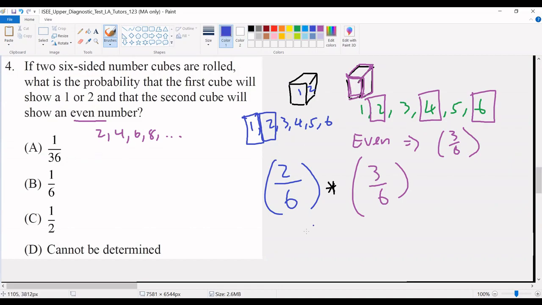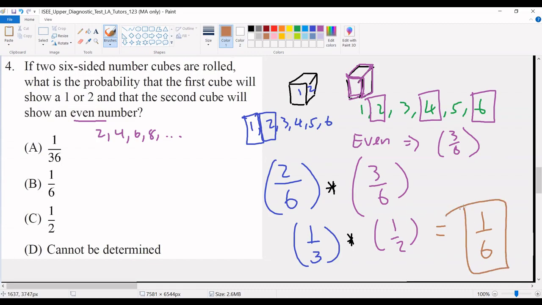So we just want to simplify now. This is 1 over 3 times 1 over 2, and so our final result would be 1/6. The probability of getting 1 or 2 on the first die and an even number on the second die would be 1/6, which is B.